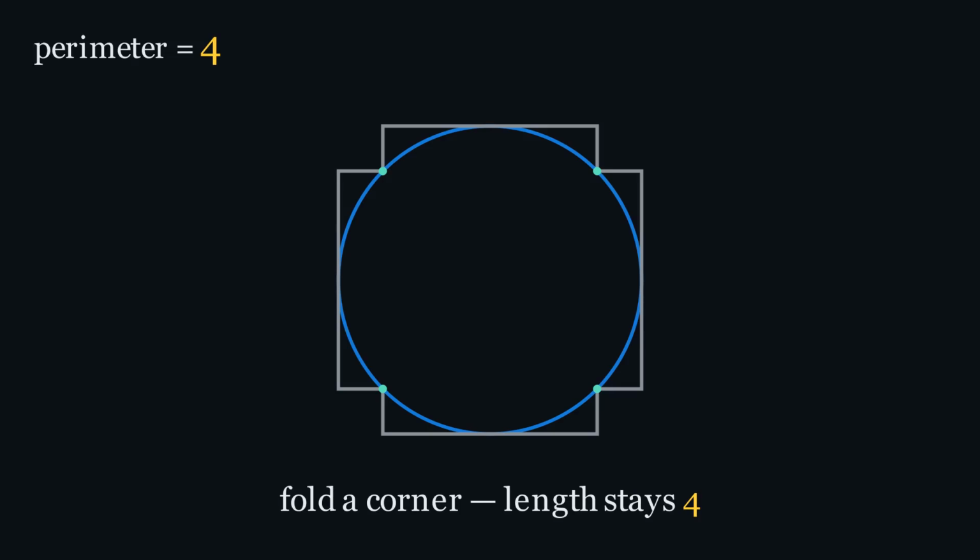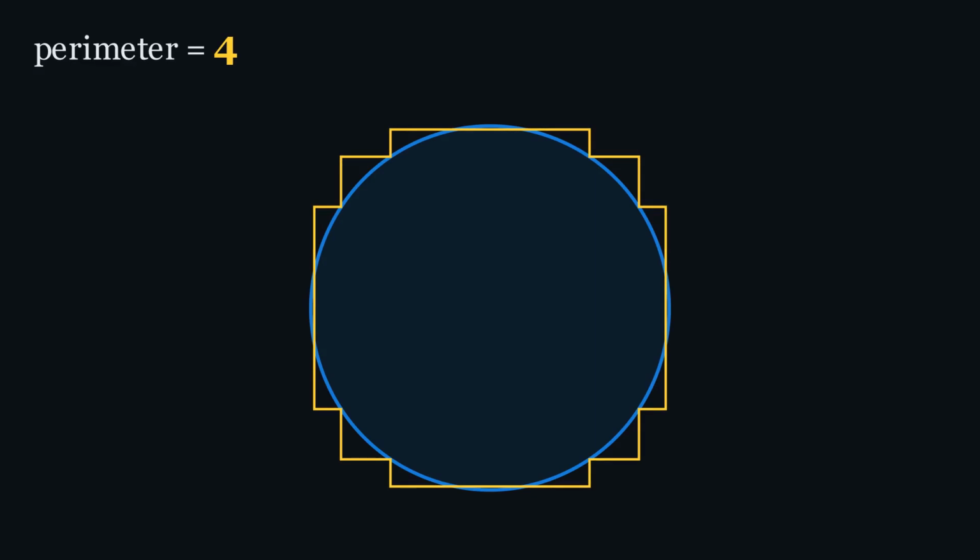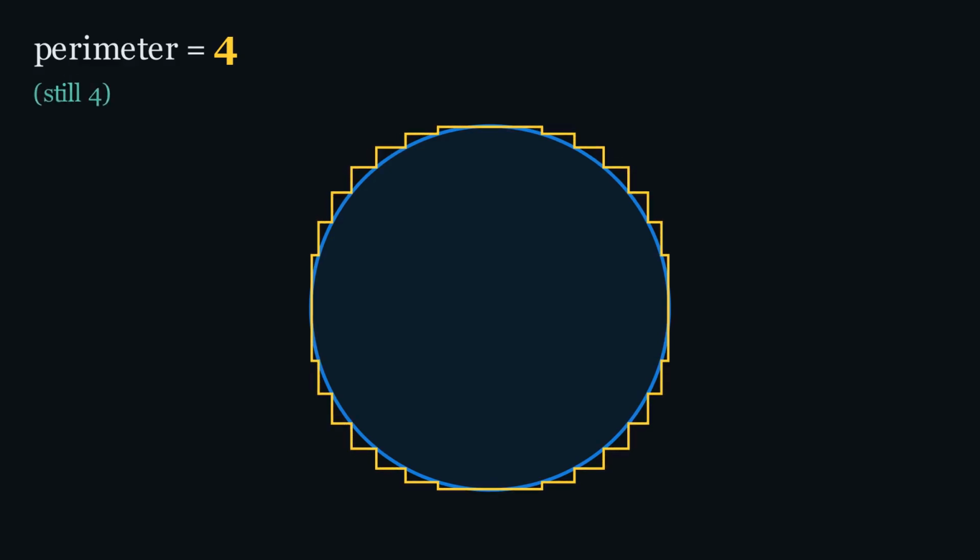That's not a rounding thing, it's exact. Fold a corner, length stays 4 every time. So we do it again. Every place the shape still pokes out past the circle, fold that corner in until it touches. Now there are more corners, more notches, more little steps. And again, every fold keeps the total length the same, 4. Do it again and again. Each round, the staircase gets finer, the steps get tinier, the shape wraps the circle more and more snugly.